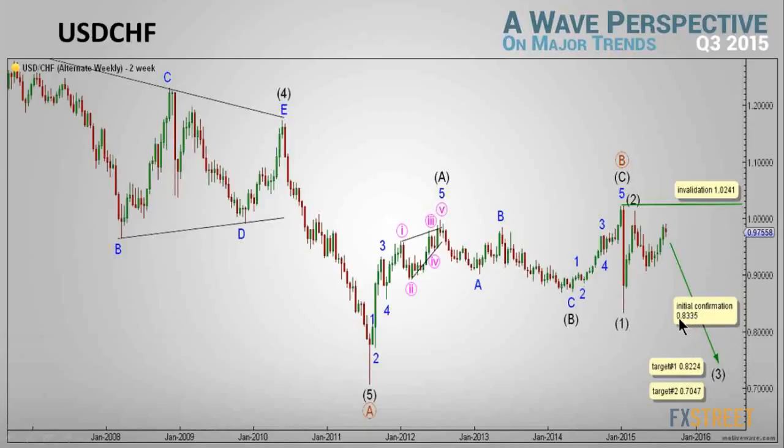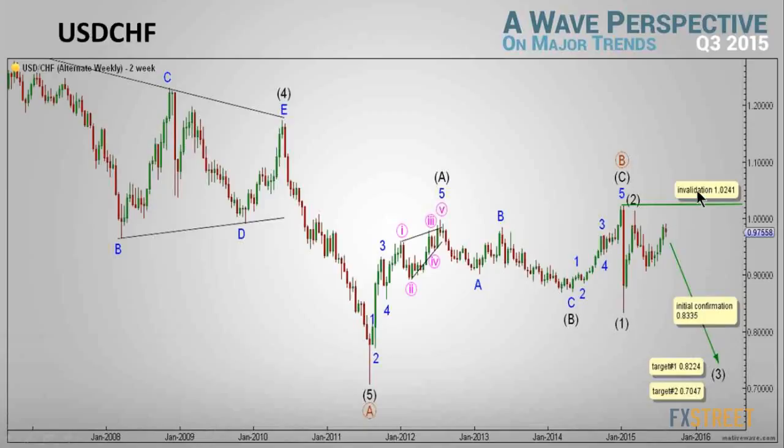This count would be initially confirmed by movement below 0.8335, and we have 2 targets for the completion of wave 3 black. The first target is at 0.8224, as at that level with 3 black, we reach equality with wave 1 black. And if exceeded, then to the most common ratio for third waves near 0.7047, as at that level with 3 black, we reach 1.618 of wave 1 black.